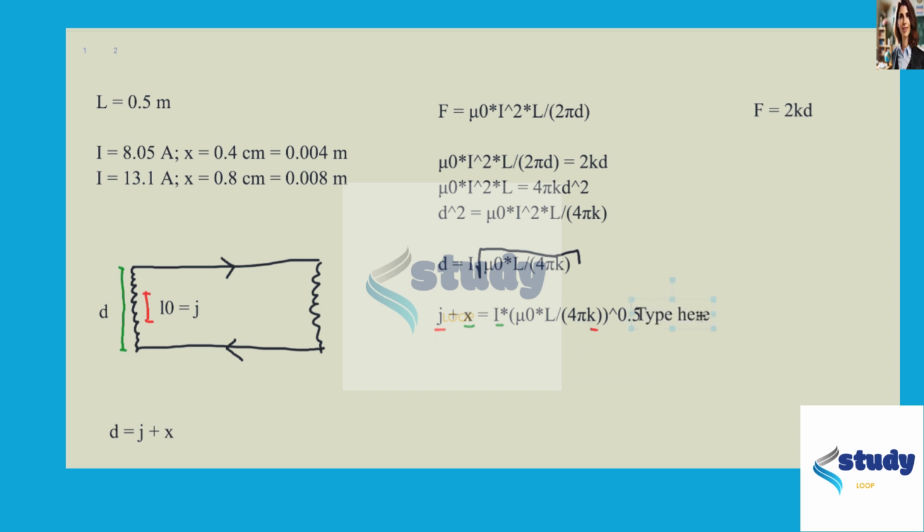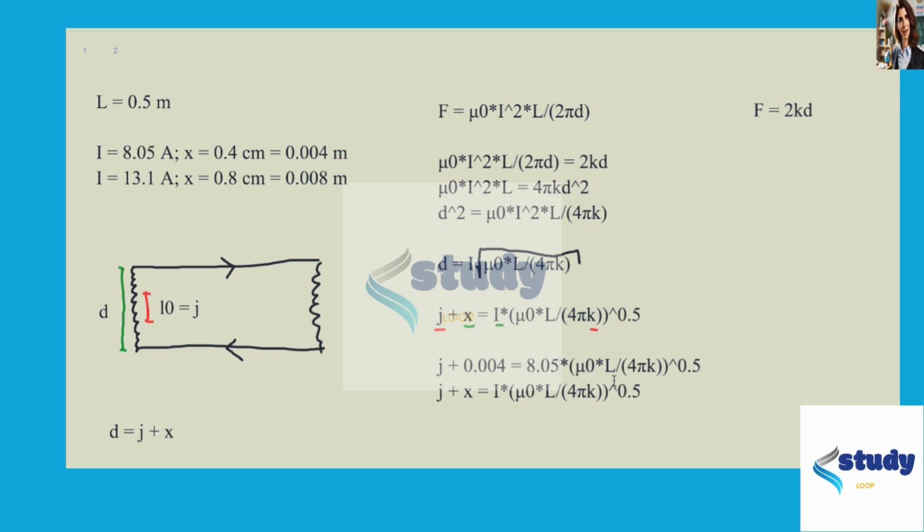So I'm just going to do that down here. I'm going to plug in the two values that we know so that we can have our equations to solve. So we have our j, our L0, plus 0.004, looking at this first equation. And the current in the first equation, or the first data point up here, is 8.05.